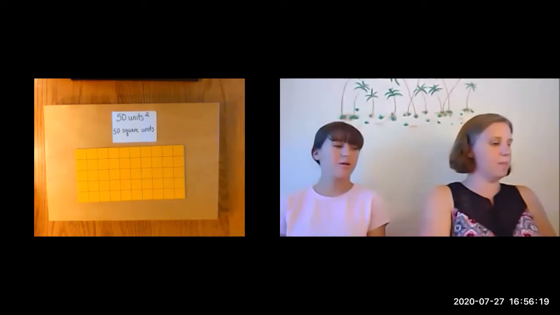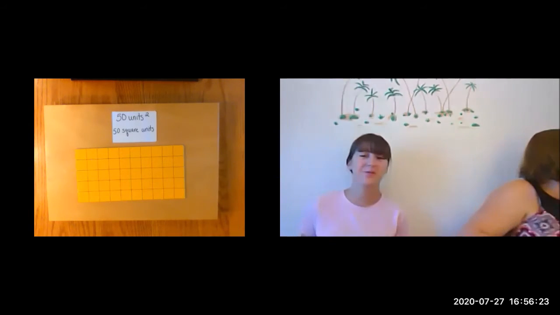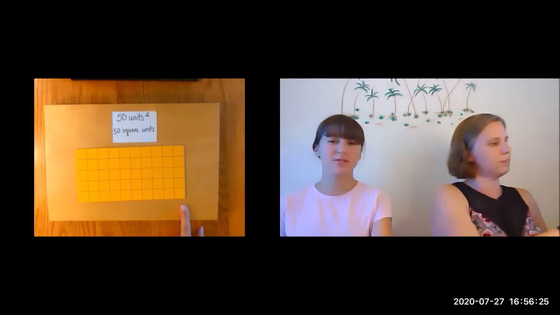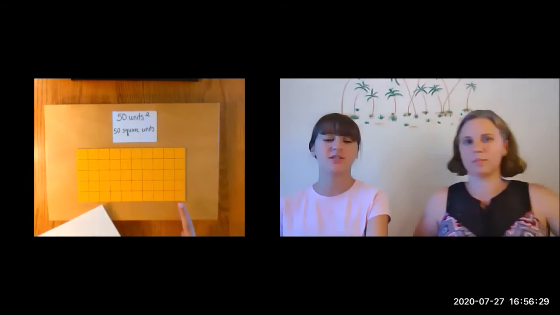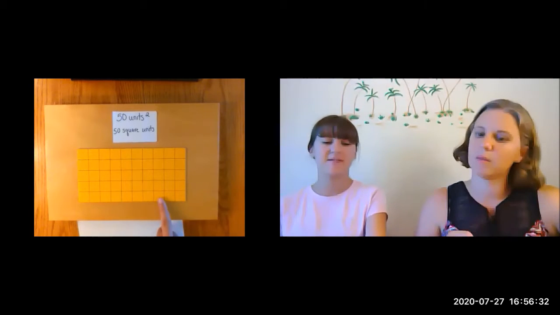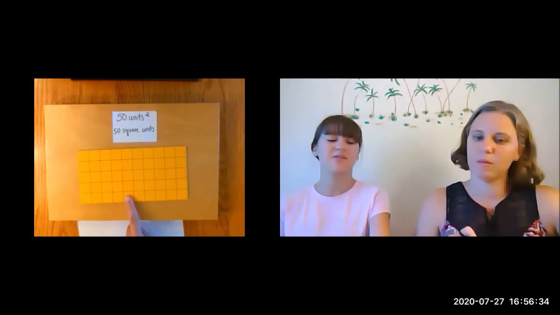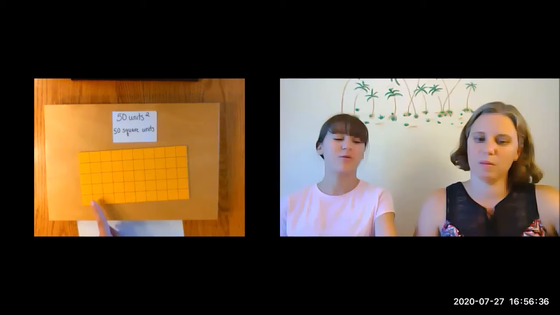One way you could do it is simpler than counting one by one. You can count, because each of these sections has 5 squares, so you could count 5, 10, 15, 20, 25, 30, 35, 40, 45, 50.